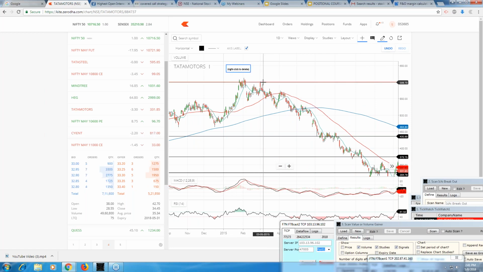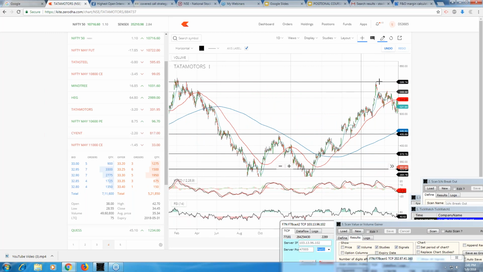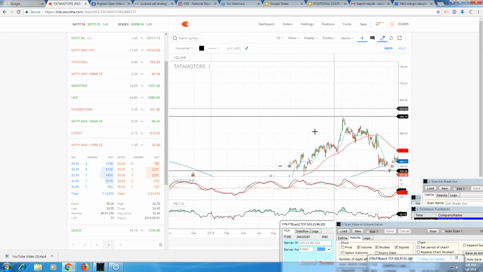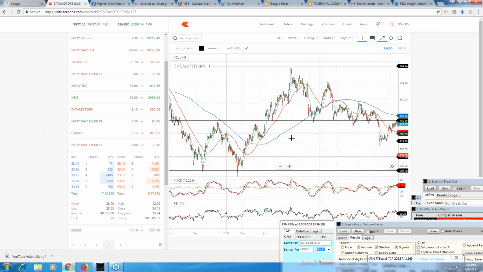It is considered the same resistance. Again, it took a resistance from the same level and came down. Again, it took a resistance, which means it has great difficulty crossing 600, right? The stock is not able to cross 600. So 600 is the boundary the stock has.